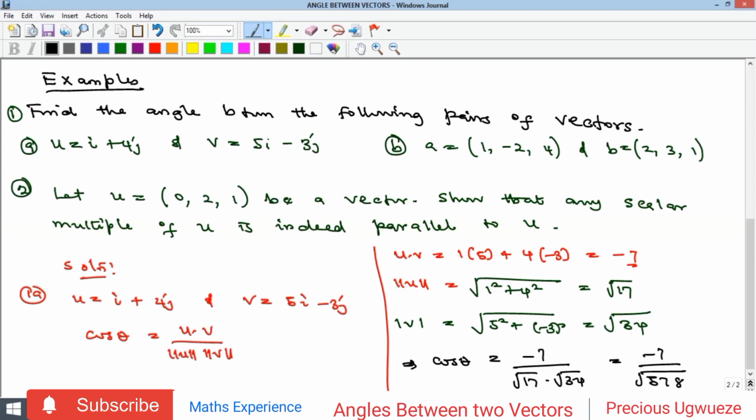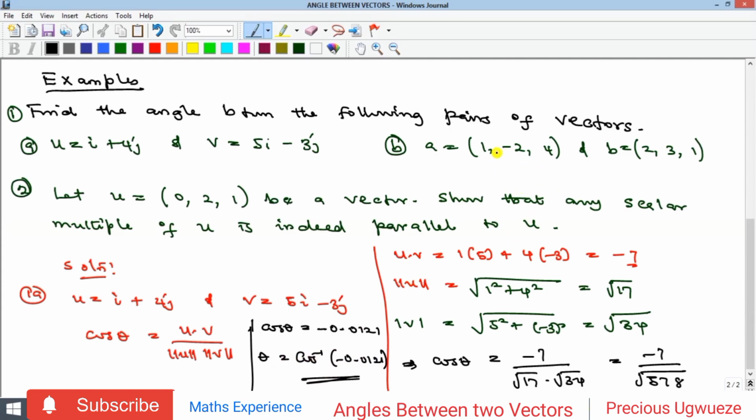Let me try to finish that here. Our cos theta is equal to approximately this value, and the cos inverse is going to be the value of our theta. So simply find the cos inverse of this value, and that will be the value of the angle that we are looking for. If you apply the same thing for B, you should be able to get the value of B.